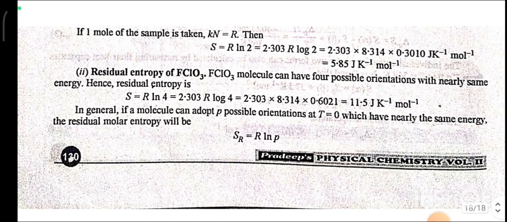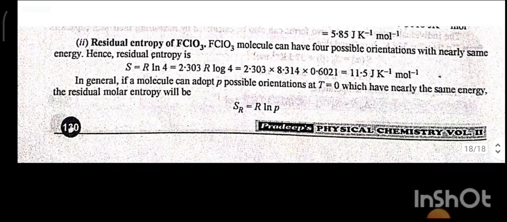The residual entropy of FClO3. The FClO3 molecule can have 4 possible orientations with nearly the same energy, hence the residual entropy is S equals R ln 4. After calculating the logarithm, the final answer comes out to be 11.5 joule per Kelvin per mole. In general, if a molecule can adopt p possible orientations at temperature T which have nearly the same energy, the residual molar entropy will be S_R equals R ln p.